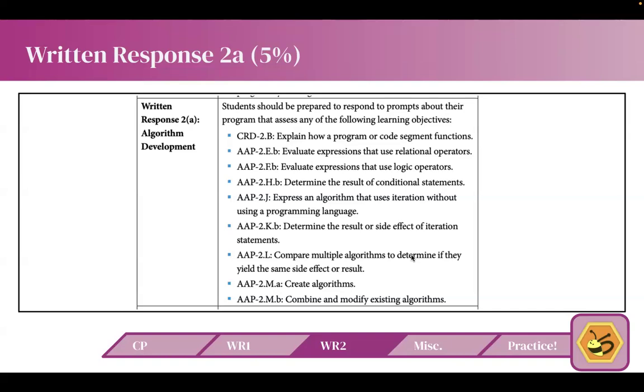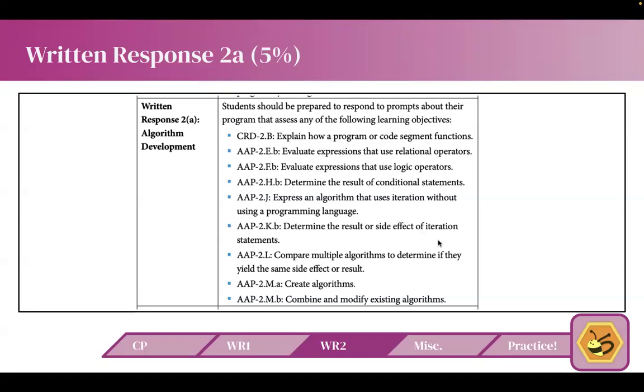Yes, Roy, absolutely. Okay. Next one, determine the result of the conditional statements. We said that. Express an algorithm that uses iteration without using a programming language. This is basically just saying, can I write something in English? Yes, relation also includes the equal sign. And, or, not is logic, and everything else is relational. That's a good way to think about it.